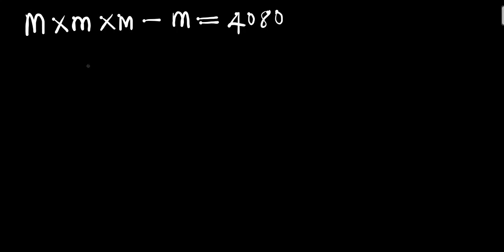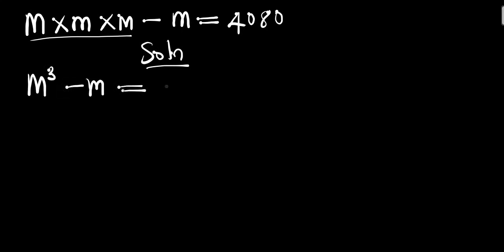Hello, in this video we are going to solve this equation. We are going to just multiply this out. We have m times m times m. This will give us m power 3 minus m equals 4080. What we need to do next is to move this over.